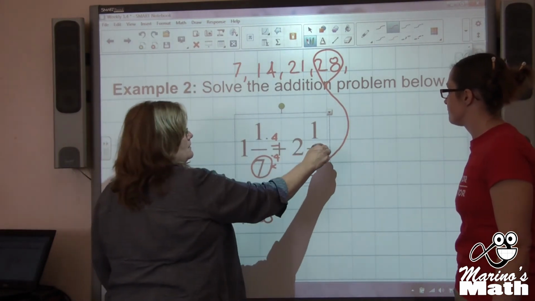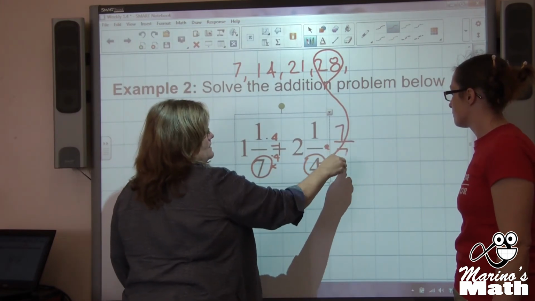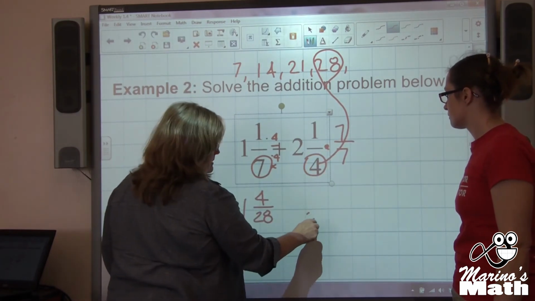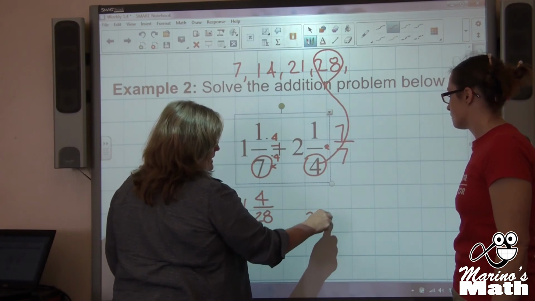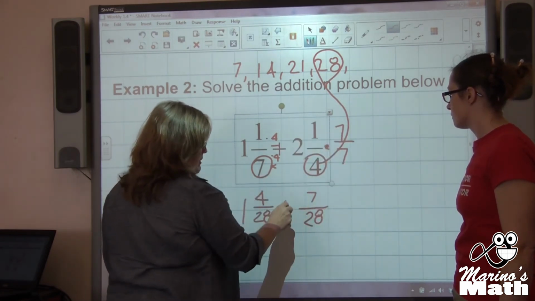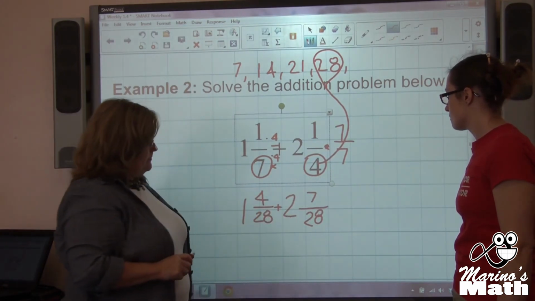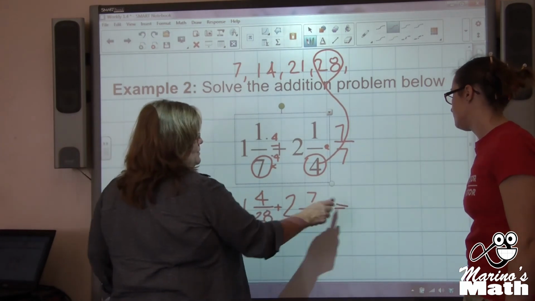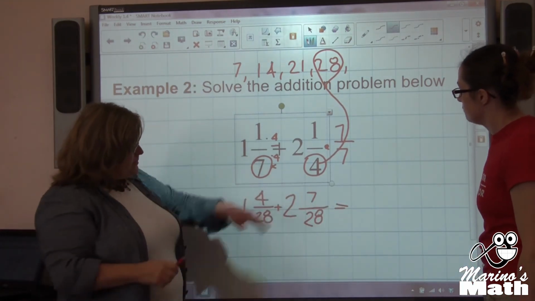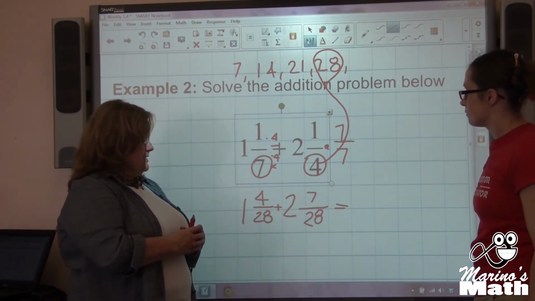And so this one will multiply by 7 over 7. So we'll get 28 in the denominator again, and the numerator will have 7. That's just changing the fraction. Then we'll put the integer for the mixed number in front of it. And now I've just rewritten those two mixed numbers as new mixed numbers with matching denominators.